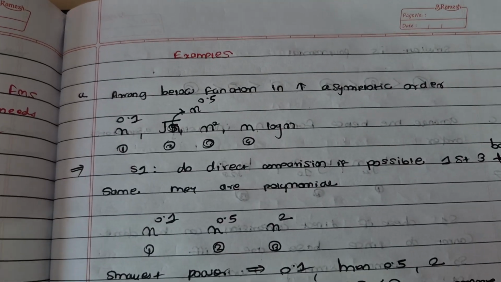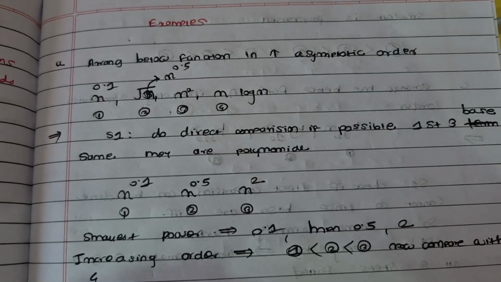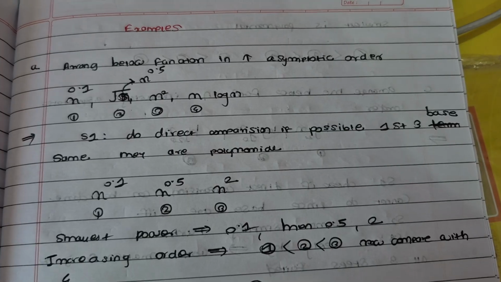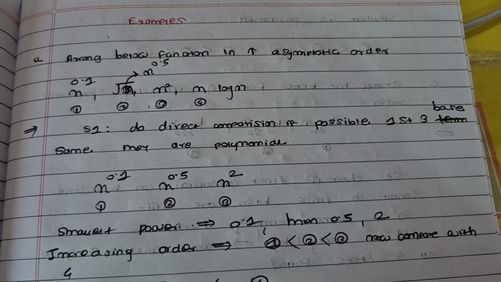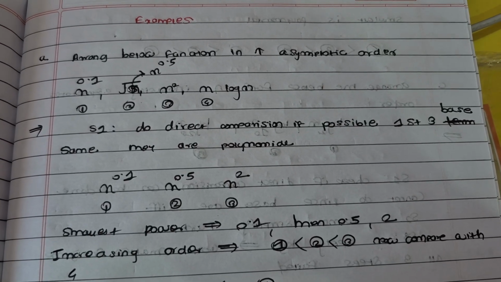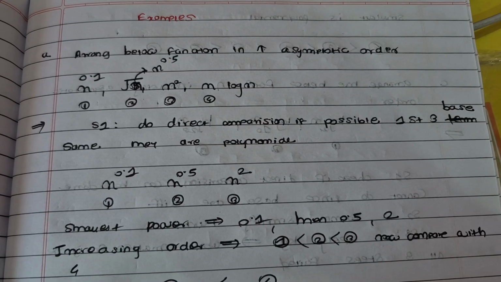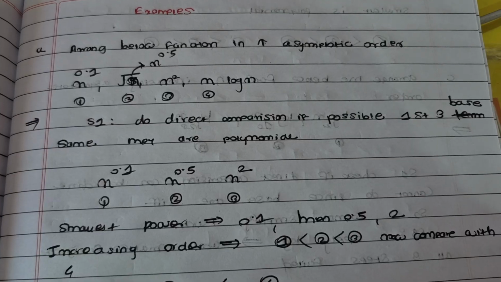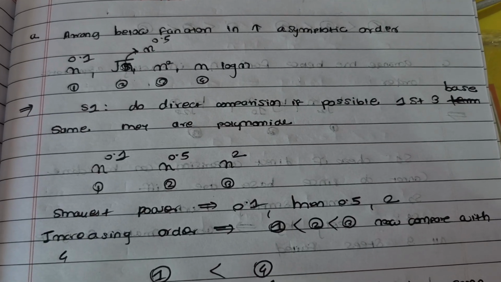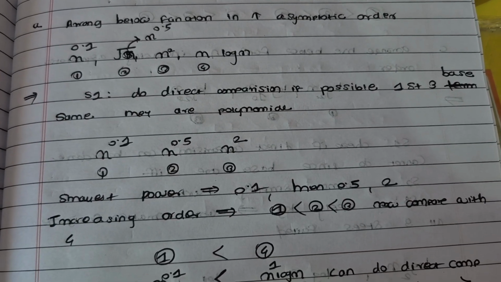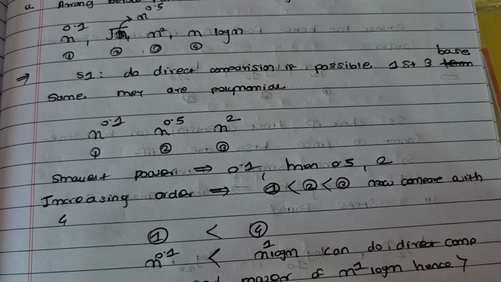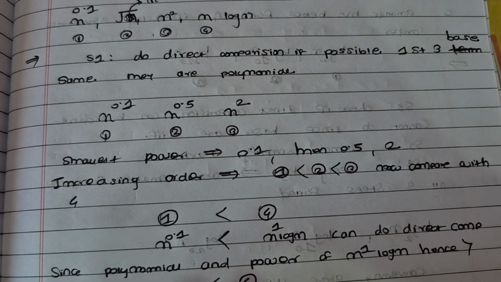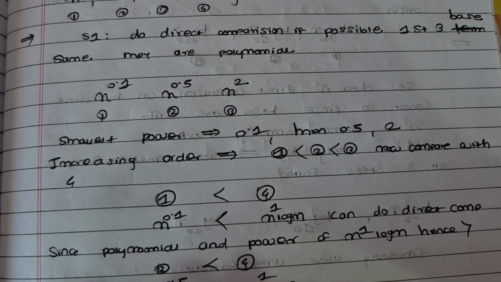First, just number them 1, 2, 3, 4, and the first step is to check if we can directly compare them or not. Here all three first terms are polynomial because n is raised to a power. We can compare those three. The smallest power is 0.1, then 0.5, and then 2. So 1 is less than 2 is less than 3. Now each of these three needs to be compared with the fourth one.